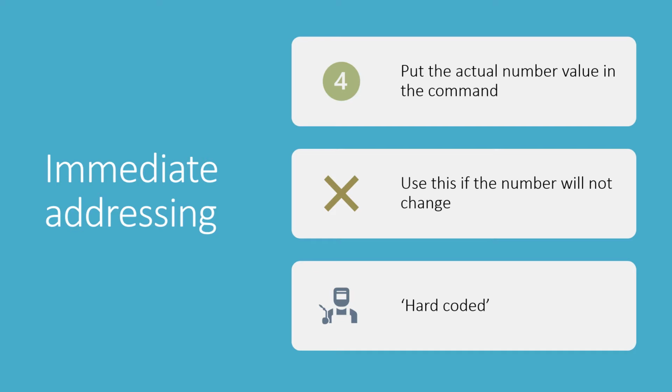So let's go through these four types of addressing, looking at them a little bit more deeply. As I've just said, in immediate addressing, you put the actual data value inside the command instead of referring to a memory location at all. We would only use this method if we are certain that the number will not change. We might say the number is hard-coded, and the implication is that if we need to change the number, we would have to actually go in and edit the command itself.